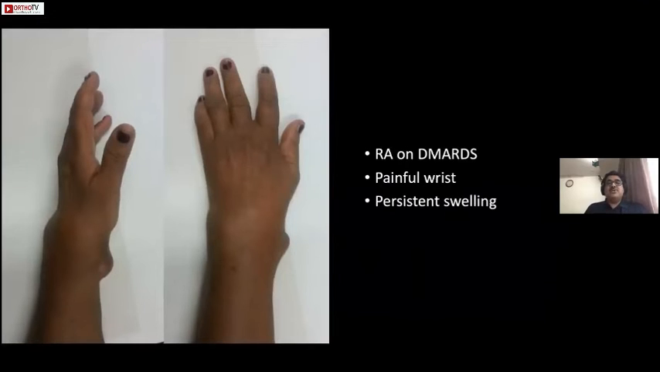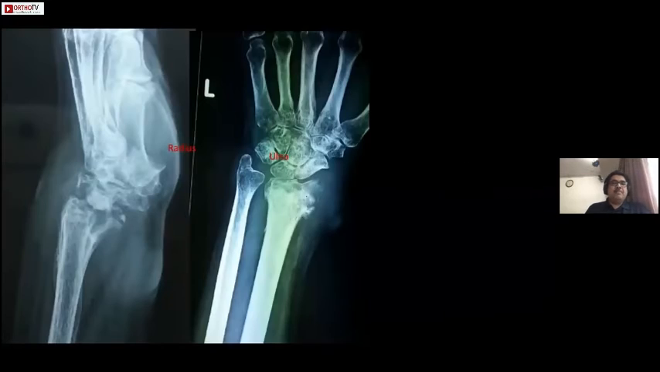complication. So this was one lady. She was about 70 years old. She was on long-term DMARDs for RA. She had an insidious onset swelling of the wrist and a very painful wrist, something which the RA seemed to be under control and it suddenly became painful.